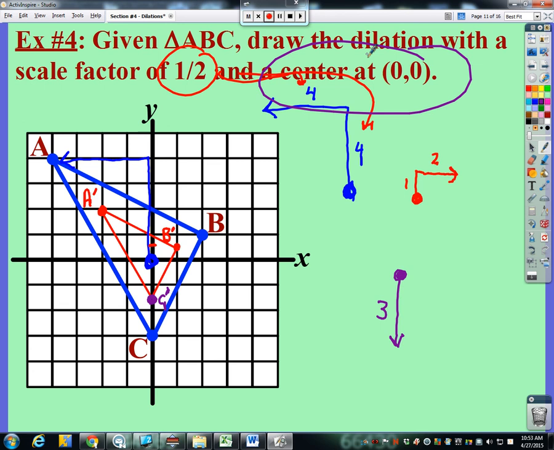So when the center's at 0, 0, you can use your rules, like we did the first time, or you can use your slope idea here and then just multiply the rise and the run part by your scale factor, and then determine where that image point will end up.